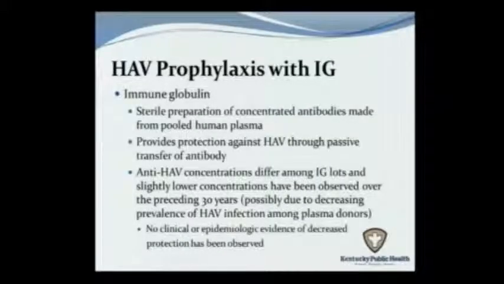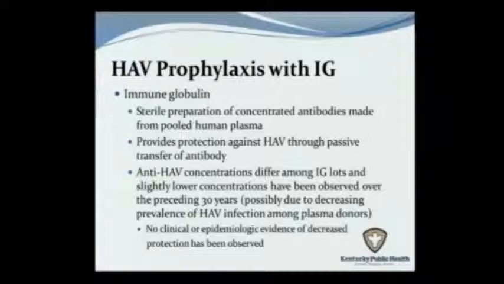All right, now let's talk about the different ways that we can do prophylaxis. We have IG and we have the vaccines. So for HAV prophylaxis with IG, IG of course stands for immune globulin, and it is a sterile preparation of concentrated antibodies that's made from pooled human plasma. They process it and test it to make sure it's safe and there are no infectious diseases in there that could be transmitted to other people. They get this from people who go to the plasma centers and donate.